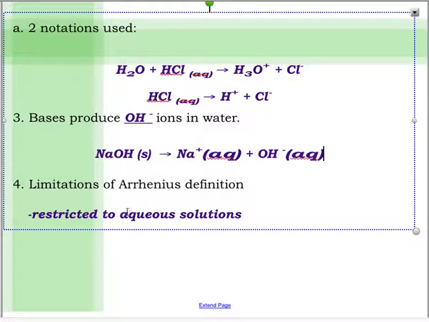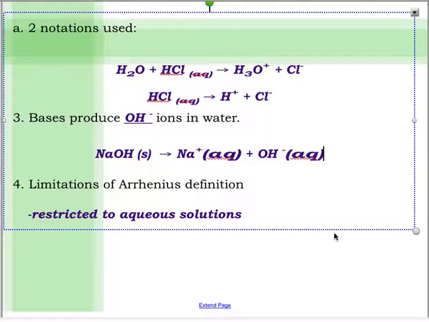A couple of things about the Arrhenius definition. It's very restrictive. There's a lot of things that we think of as acids and bases that didn't work with the Arrhenius definition, and you have to be in water. So you can never have a dry acid, you can never have a gaseous acid. It has to be in water at all times.